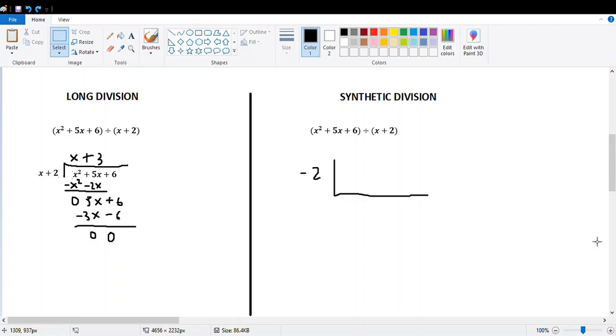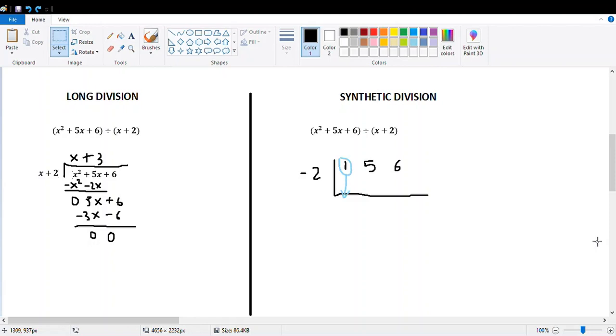Now put the coefficients of the dividend on the right part. Here is 1, that is the coefficient for x squared. Now 5, that is the coefficient for 5x, and 6, that is the constant. In this case there are no missing terms, that's why we just copy the coefficients, and that's it. Now remember the process.